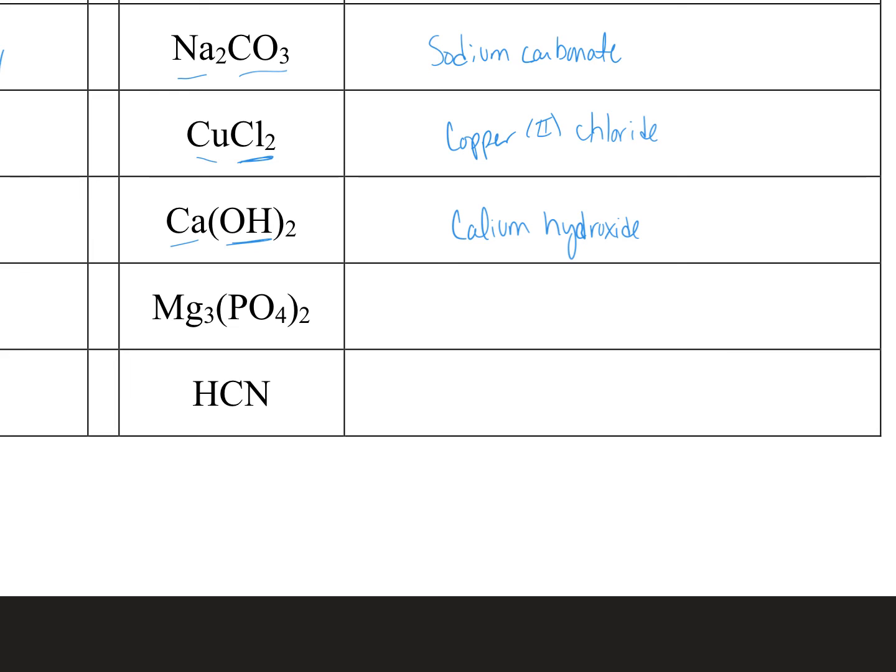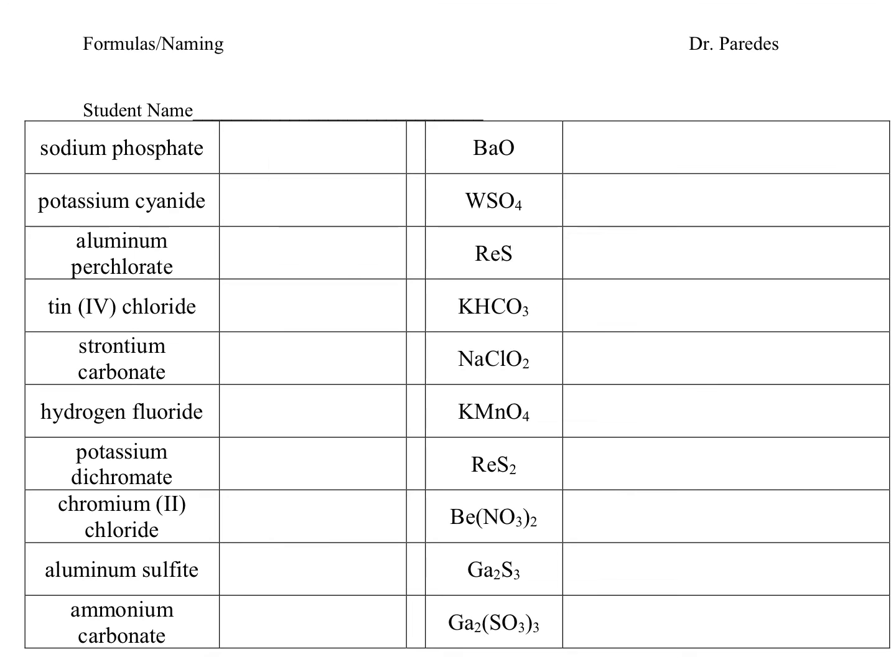Next one appears to be more complex because there's more atoms involved. This is magnesium phosphate. And that last one, we're going to skip that as well. Let's go to the second page. Okay.